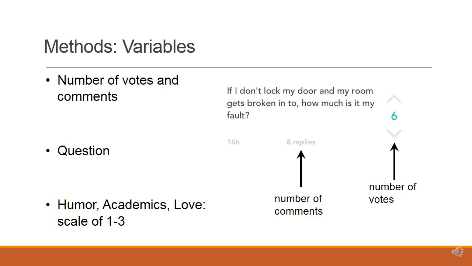For our variables, we recorded the number of votes and comments for each post, and then we categorized the posts based on whether or not they were questions. Then we went through each post and rated them on a scale of 1 to 3 based on the variables of humor, academics, and love, 1 being not at all related to this factor, and 3 being one of the main parts of the post, one of the main subjects. So as you can see on the right, we have an example of a post that we looked at. This one was a question, it had 8 replies, and it had 6 total votes.